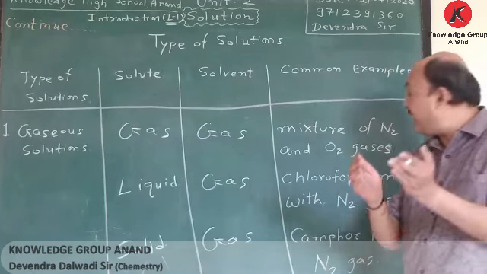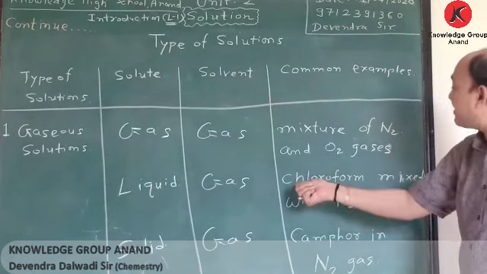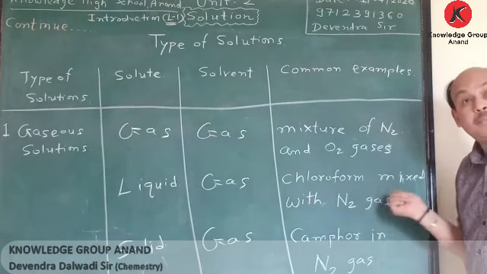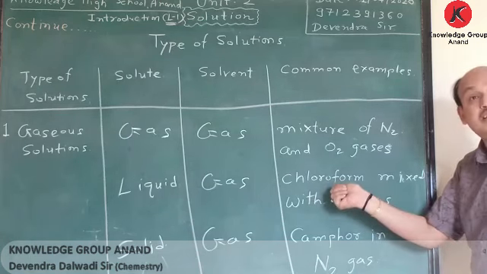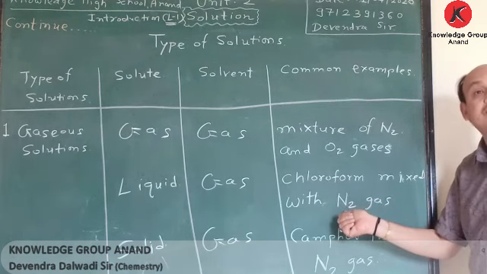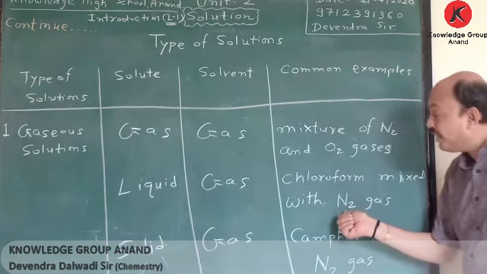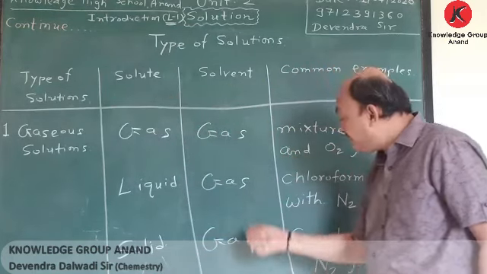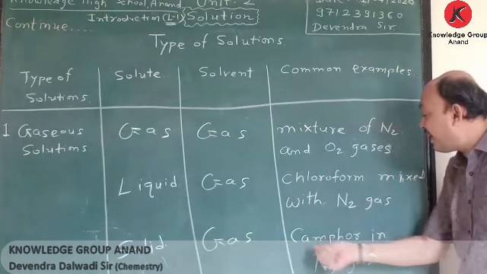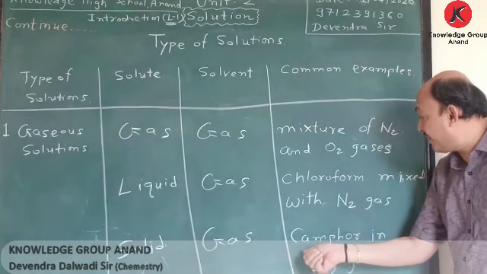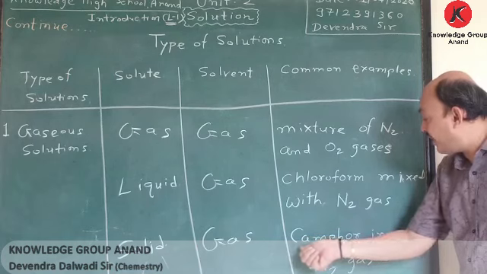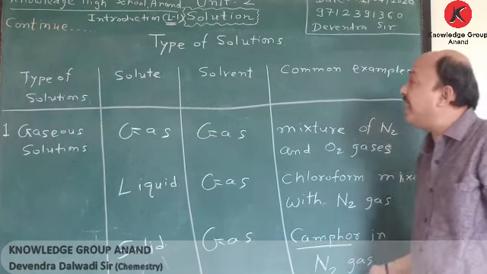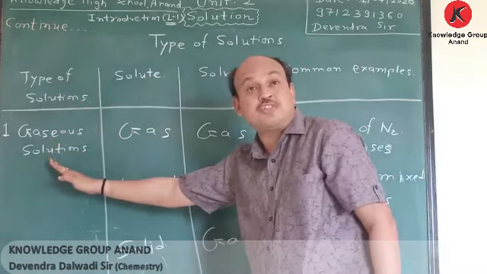You have to take any liquid, but as an example we can say chloroform mixed with N2 gas, because chloroform is in liquid form and N2 gas is in gaseous form. Next, the solute is in solid form and the solvent is in gaseous form, and the example is a solid like camphor in N2 gas. This is the example of gaseous solutions; you have to remember it.